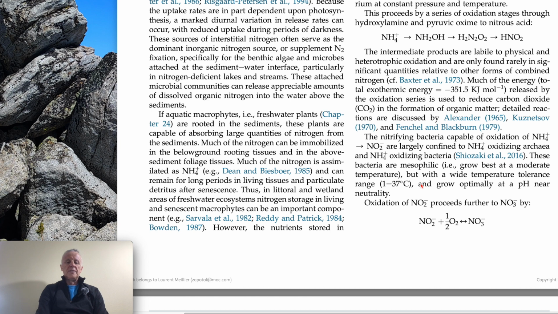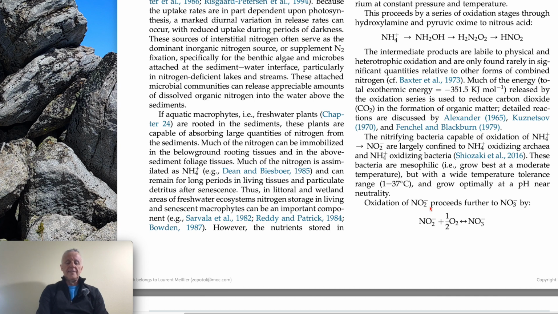The nitrifying bacteria capable of oxidation of ammonium to nitrite are largely confined to ammonium oxidizing archaea and ammonium oxidizing bacteria. These bacteria are mesophilic. For example, they grow best at moderate temperatures, but with a wide range of temperature tolerance between 1 and 37 degrees C, and grow optimally at a pH near neutrality.